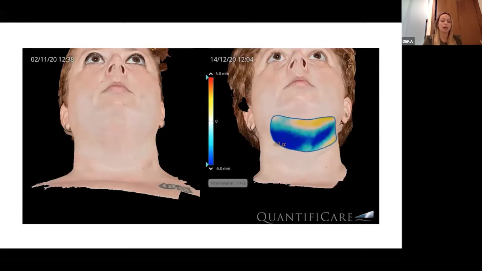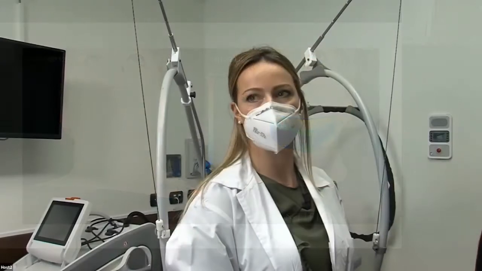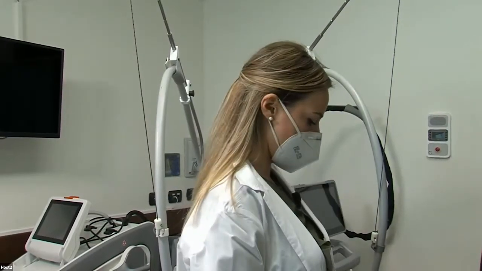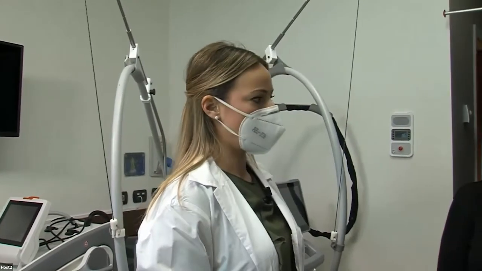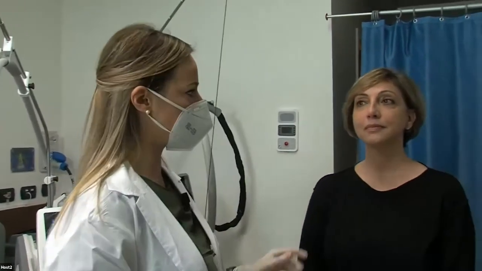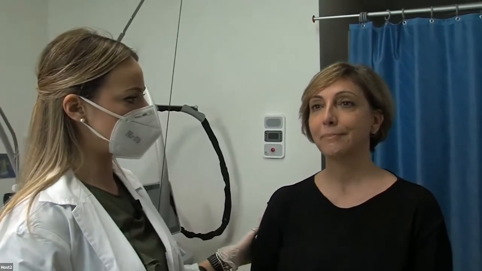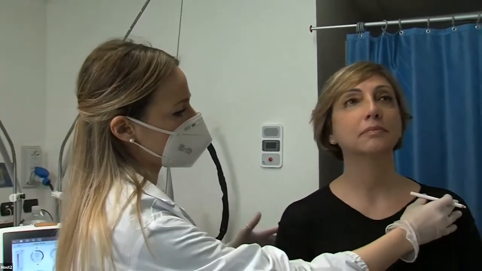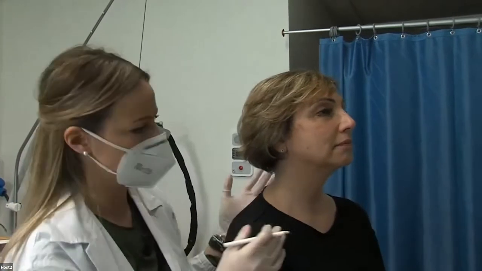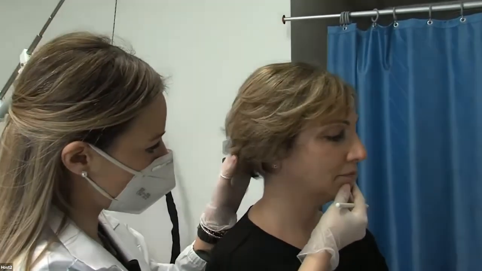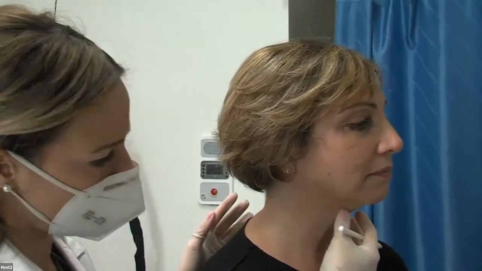Today, I have a patient for showing you the treatment. So I think we can move to the other room to start the treatment. Okay, here I am with my patient. It's the second treatment for her. She has not much fat, but anyway, we can treat this area.